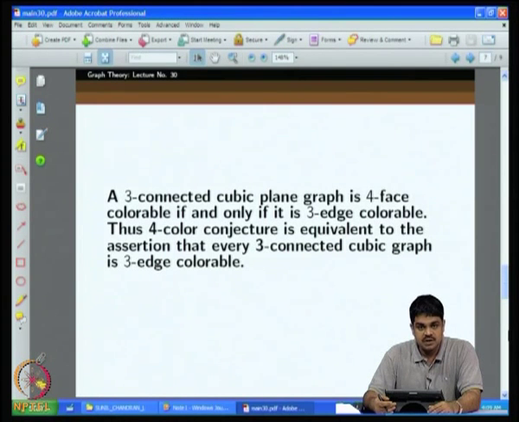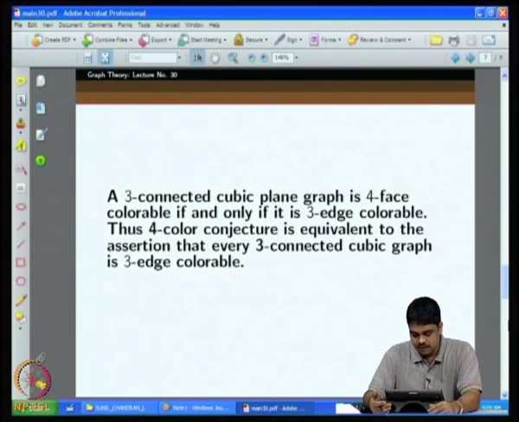It means we can color the edges of that 3 connected cubic planar graph using 3 colors. It should be a proper edge coloring. Proper edge coloring means 2 adjacent edges should get different colors. Then it can be face colored with 4 colors. So, every 3 connected cubic planar graph will be 4 face colorable if and only if it is 3 edge colorable.